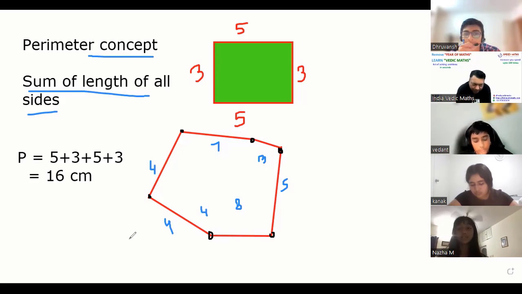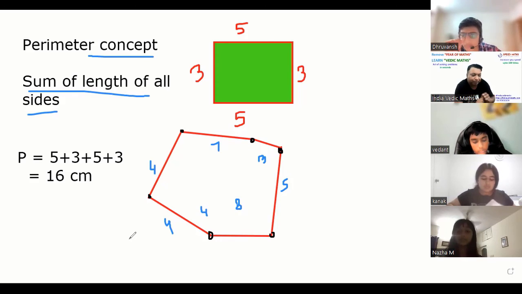Correct. We can still find out everything: regular, irregular, concave, convex. We can find the number of diagonals. We can find out internal angles. We can find out the sum of external angles. Everything we'll find out, right? Because we know the method. Cool. Very easy or not?